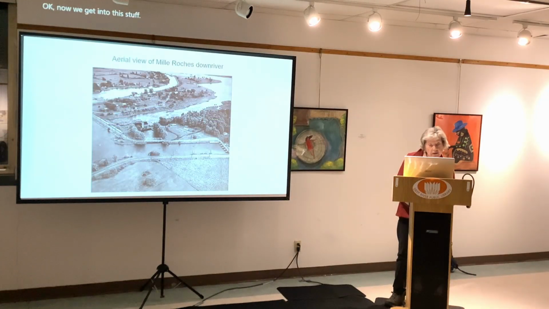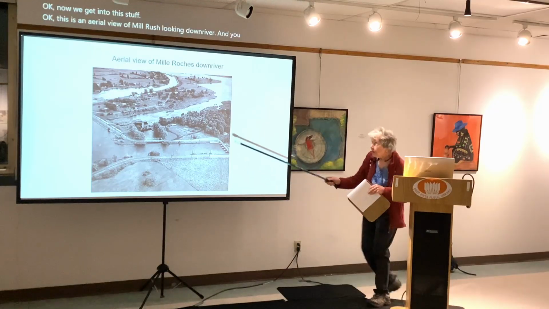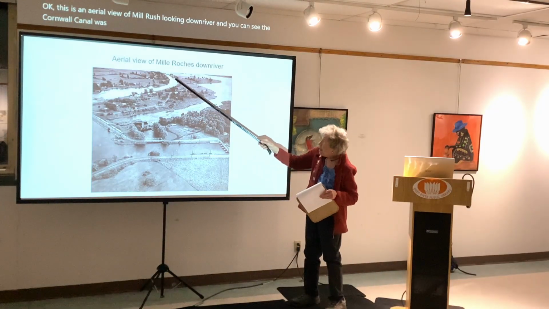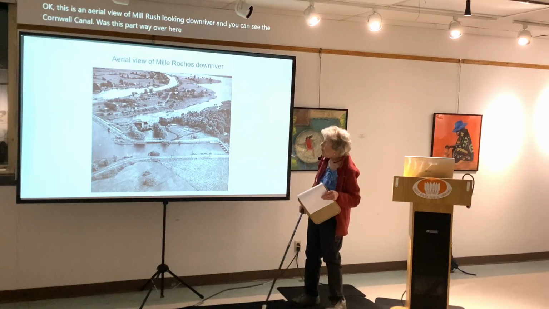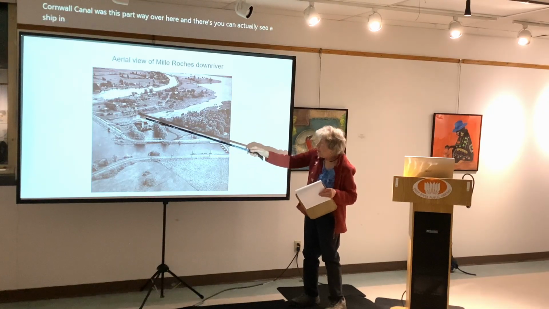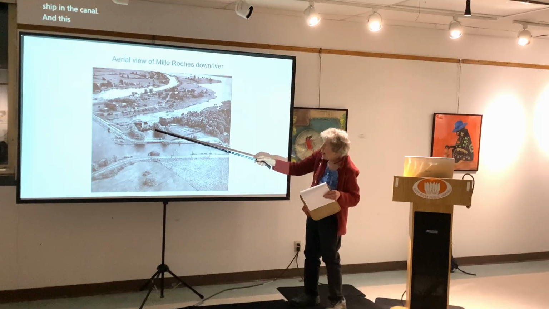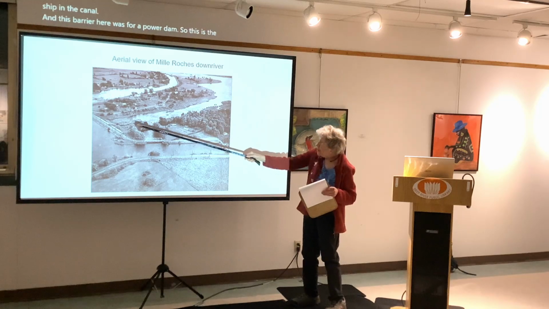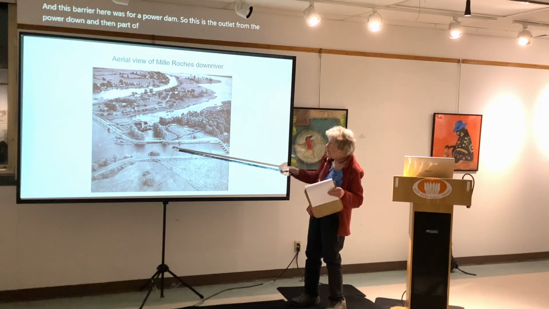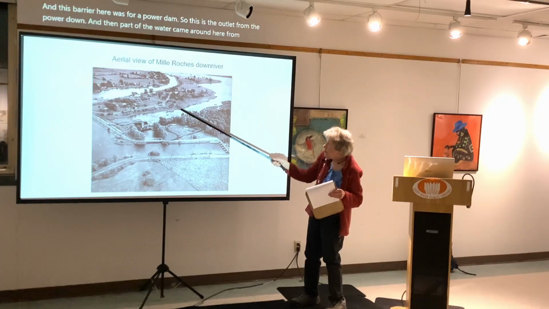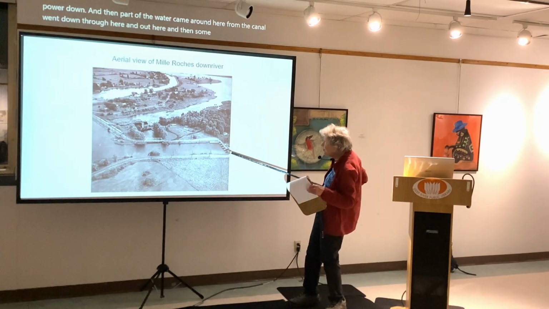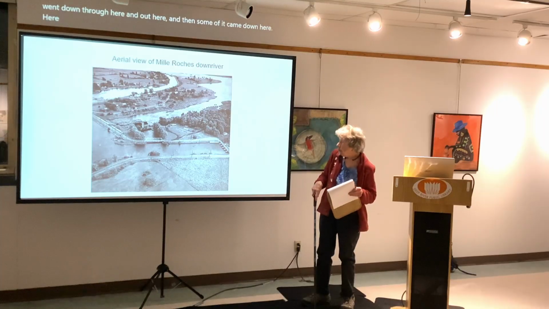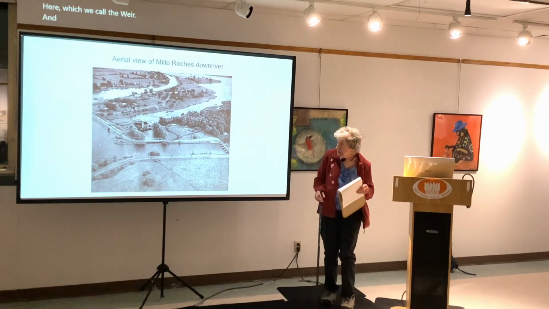Okay, this is an aerial view of Millrush looking downriver, and you can see the Cornwall Canal was this part, way over here, and you can actually see a ship in the canal, and this barrier here was for a power dam. So this is the outlet from the power dam, and then part of the water came around here from the canal, went down through here and out there, and then some of it came down here, which we called the weir, and I'll have some pictures of that too.